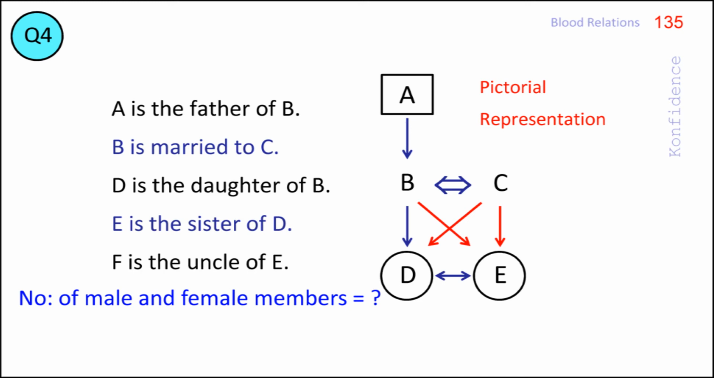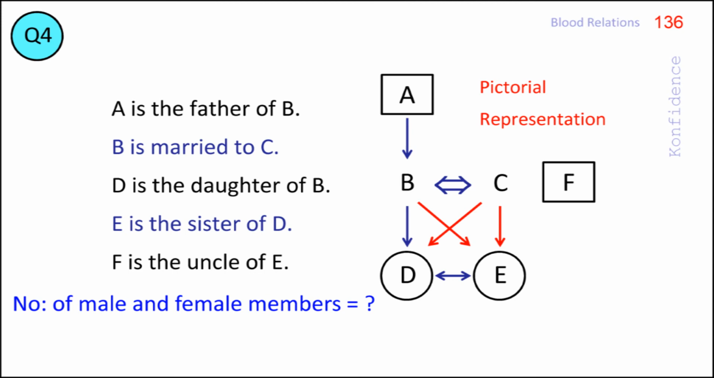Please note that as B and C are married to each other and D is the daughter of B, she will also be the daughter of C. Since E is the sister of D, E will be daughter of B and C. In the diagram, the given relationships are indicated in blue and the deduced relationships are shown in red for your understanding.